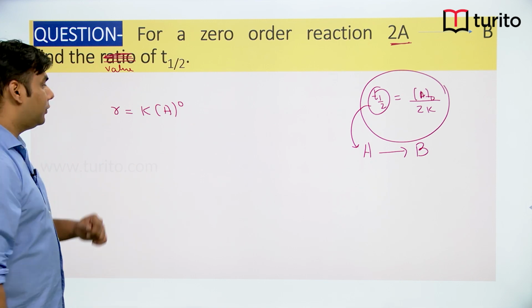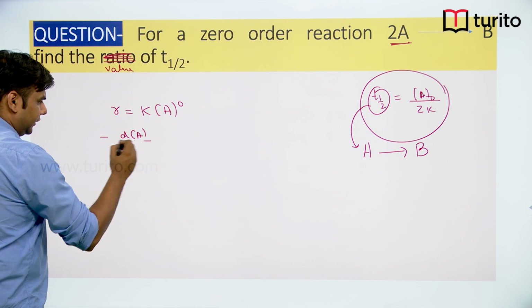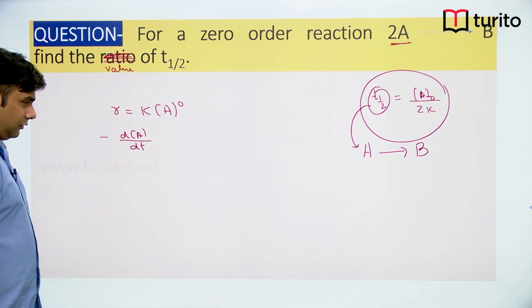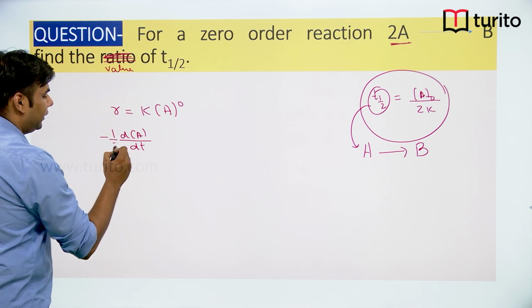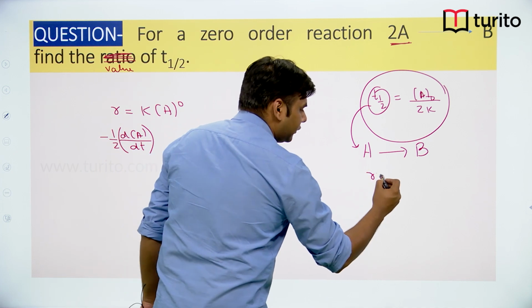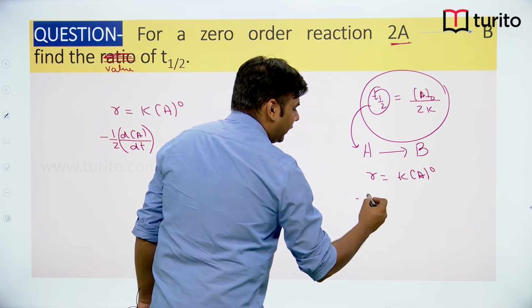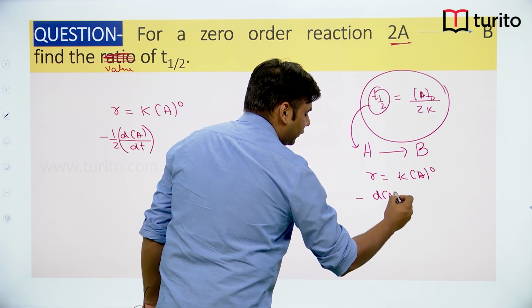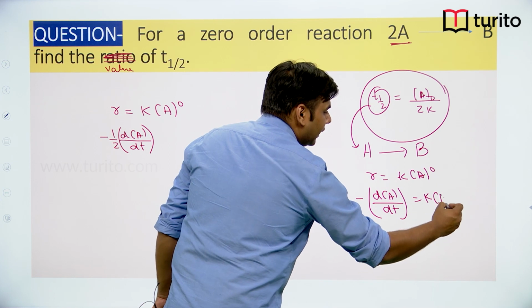Okay. Now we know that rate is minus dA, change in concentration of A, upon dt. Because we are writing the overall order, we have to divide this by the stoichiometry. So basically in the earlier case the rate was K into A raised to power 0, because stoichiometry was 1, so the overall rate was minus dA by dt, equal to K A raised to power 0.